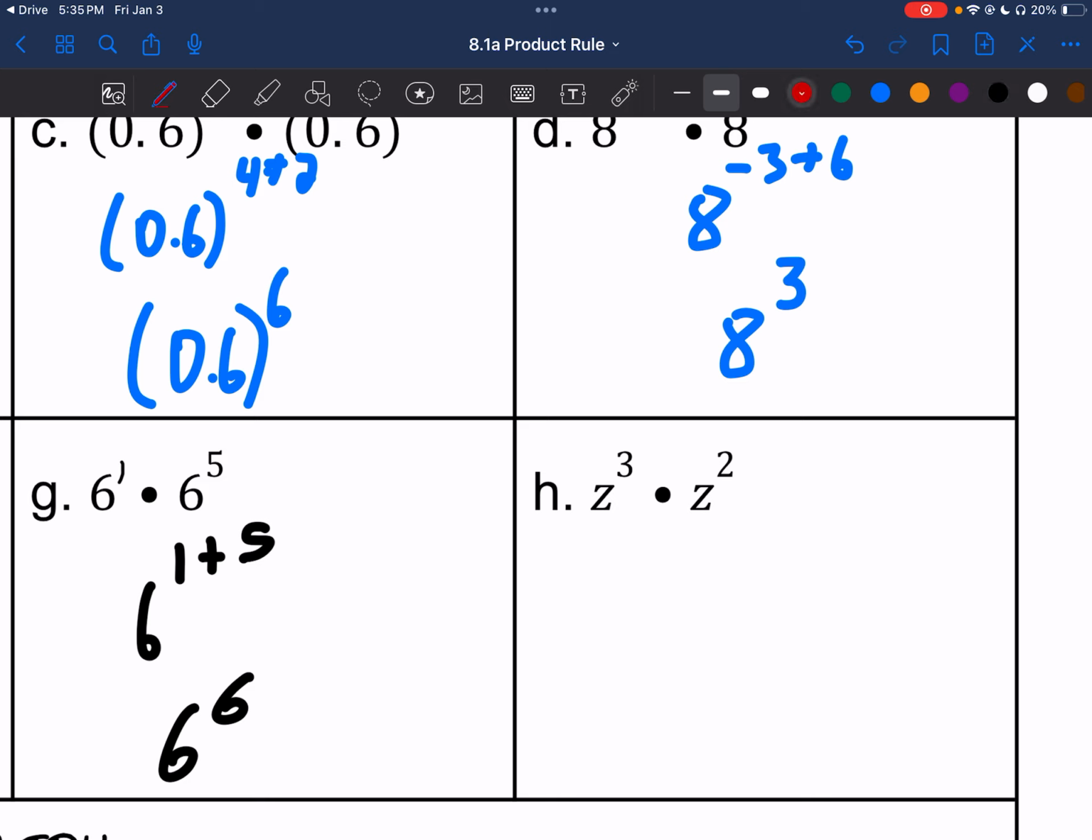All right, and letter H, kind of straightforward. We have z to the third, z to the second. We could say z cubed and z squared. Cubed is the word we use to apply to an exponent of 3, and squared is the word for an exponent of 2. Anything beyond 3, we just say to the 4th power, to the 5th power, to the 12th power, whatever it may be. All right, so we have our base, z. We do 3 plus 2. We've got z to the 5th power.